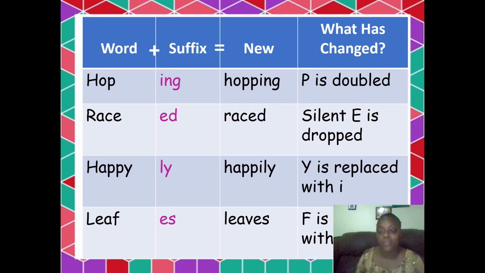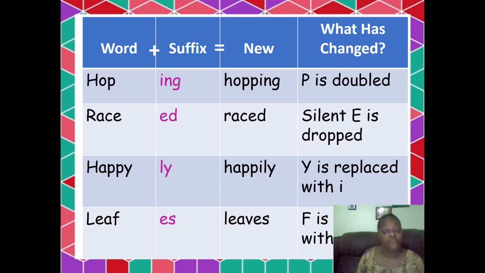We do not want that. We do not want hoping. We still need to keep the sound hop. So in order to get that done, we have to double the final letter. So we double the P and we get hopping. Now, hop plus ing equals hopping. What has changed? The P was doubled.